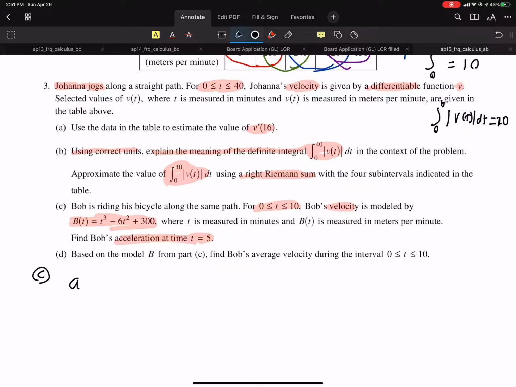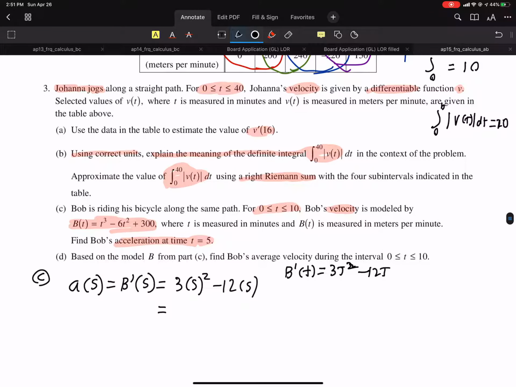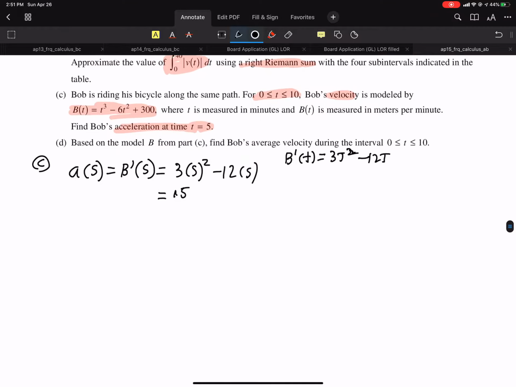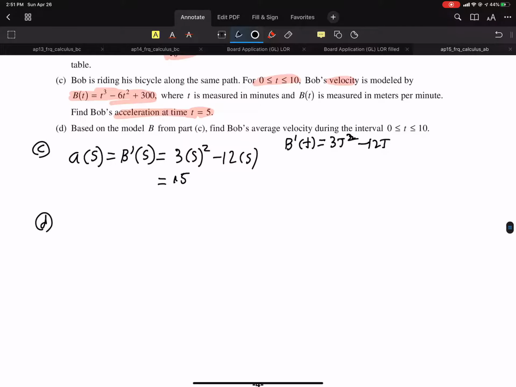Acceleration at 5 will be the derivative of the velocity at 5. Oh no, I need the derivative of b. So side work, b of t is 3t squared minus 12t. So then it'd be 3 times 5 squared minus 12 times 5. Finished. Don't simplify that. You are done. You are completed. Please do not proceed any further. That would be foolish.